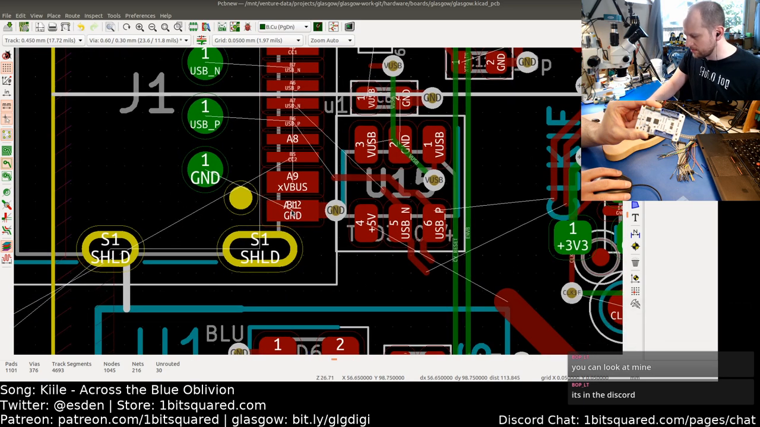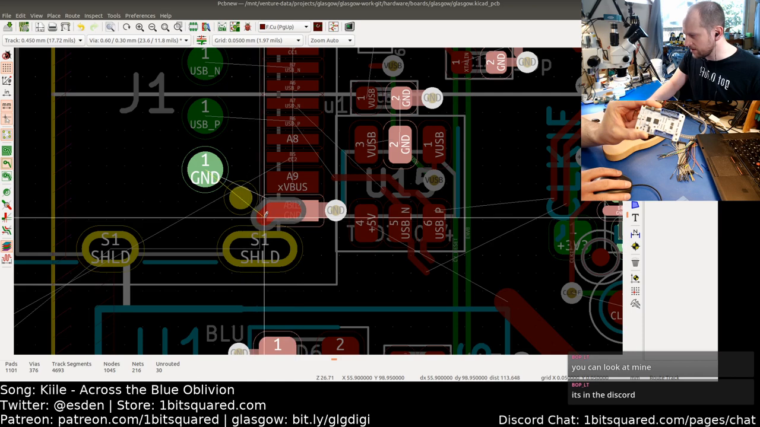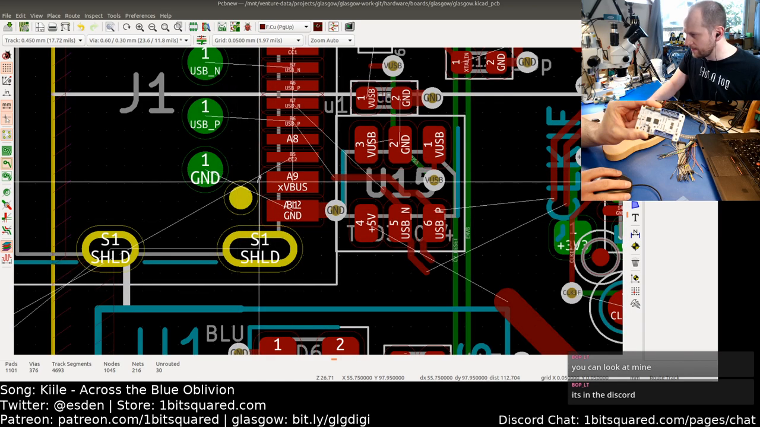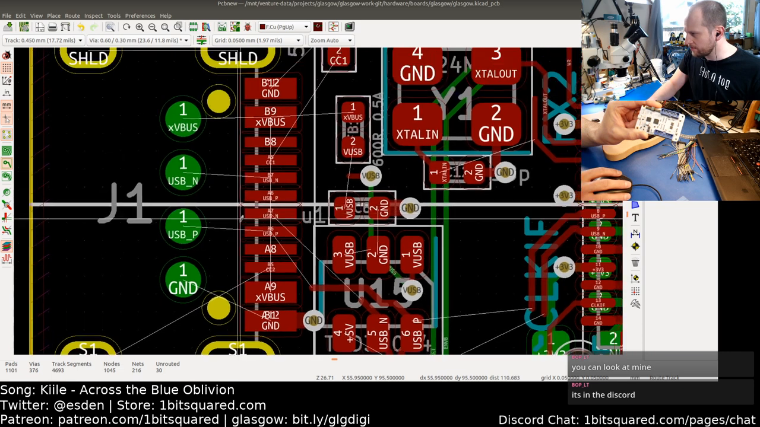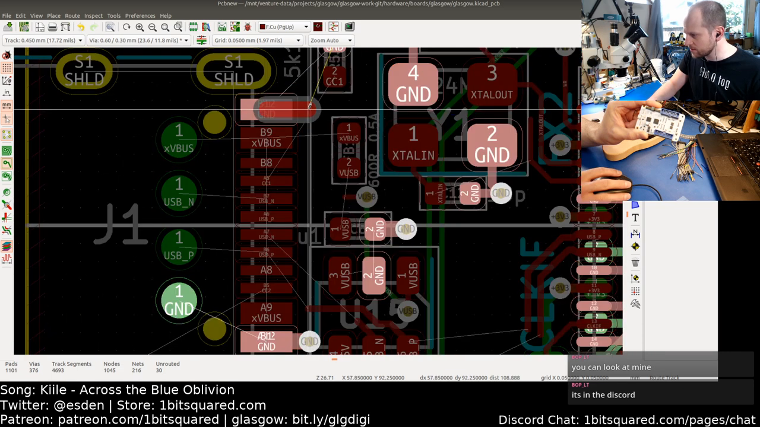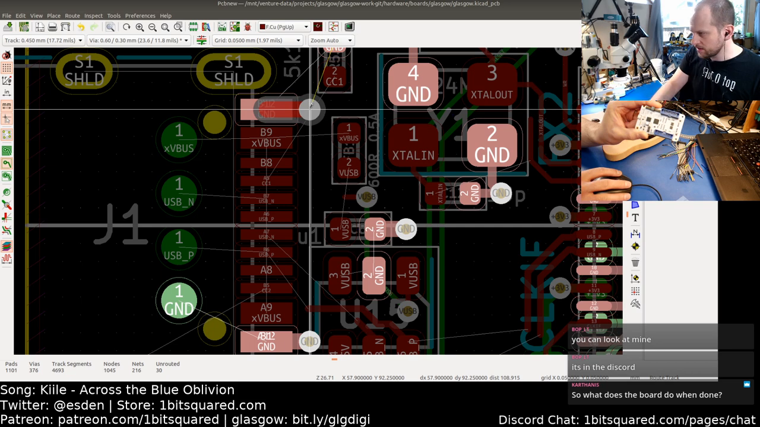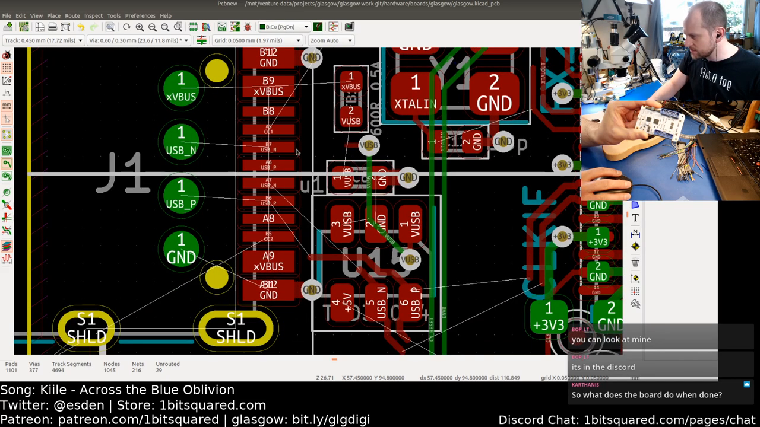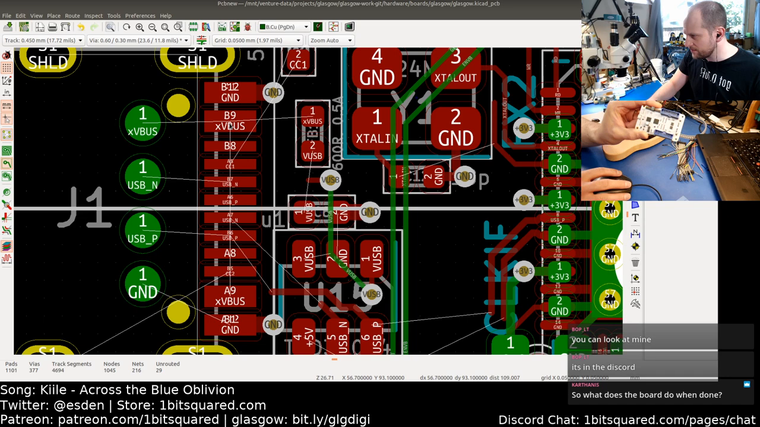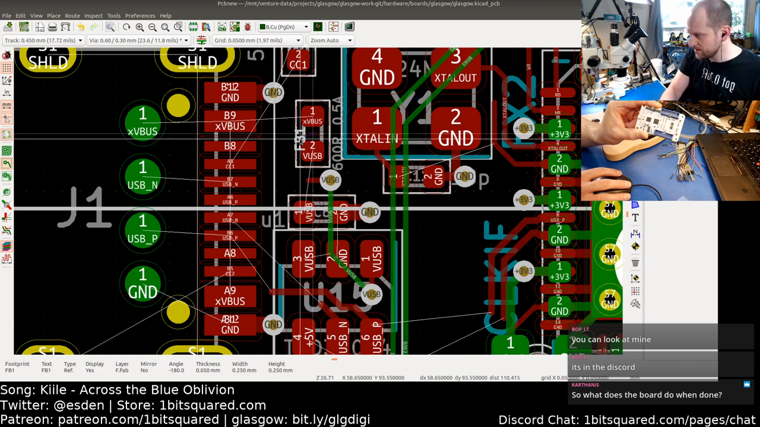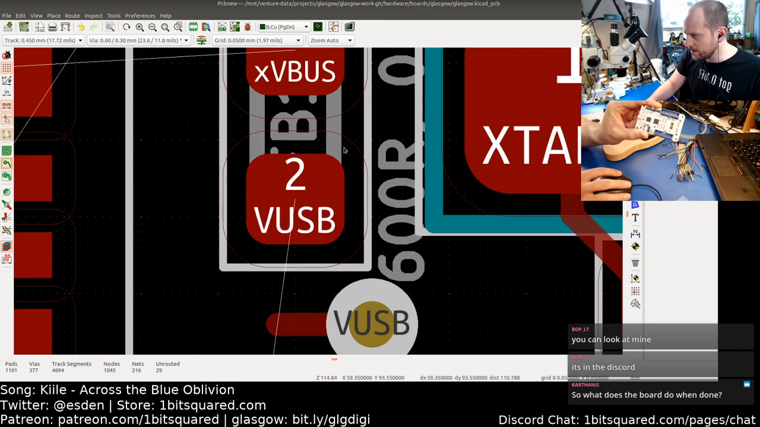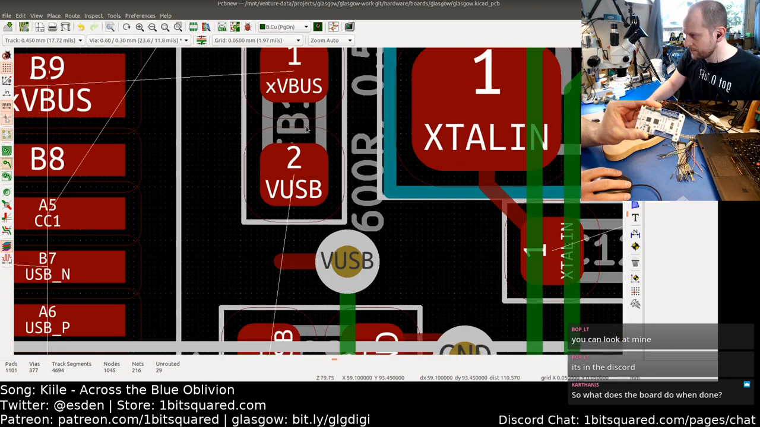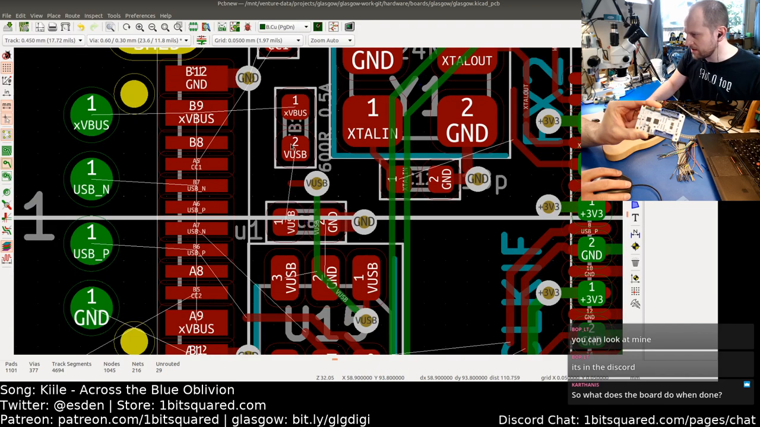So pin that down. I don't think I can connect here. Yeah, it is not getting through. Then we have this guy. It should also be possible to connect. Then we have the VUSB stuff. So the CC is the interesting part. How do I do this? Maybe this is not wide enough, is it? Yeah, I can't get a trace through here.